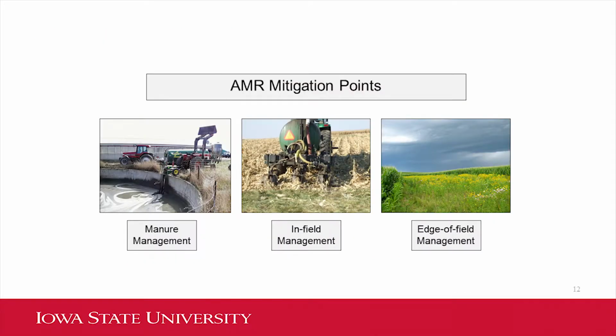So, key points for AMR mitigation. We are currently working on the manure management aspect. What are some ways that we can treat the manure before we apply it to the land? Can we mitigate prior to land application? We've been studying in-field management, so different methods of applying manure and application timing, and then we also have some new work starting on edge-of-field management, specifically with prairie strips. I'm going to talk through the results of some of these studies.